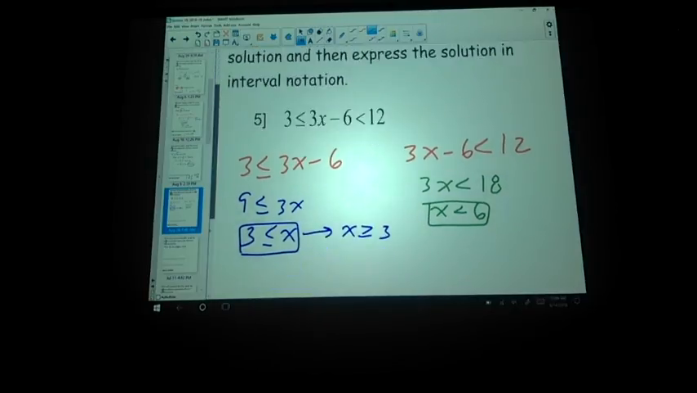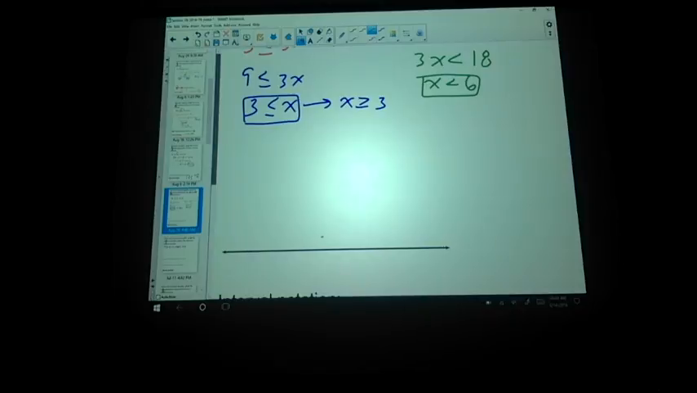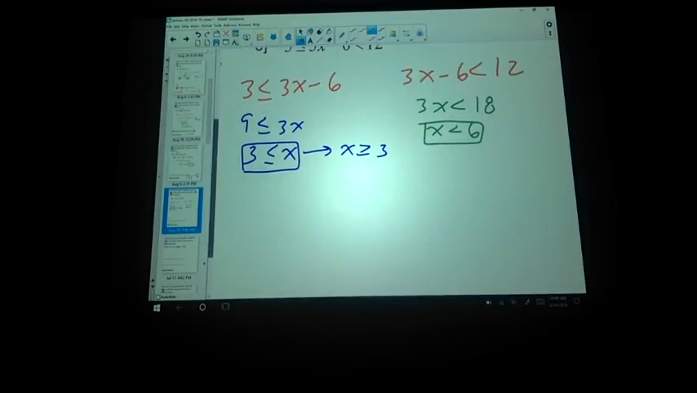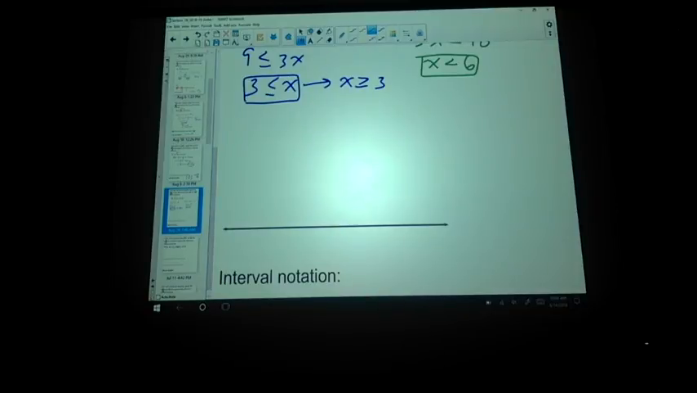So let's see how this works. Okay, so I have 0 here, 3 here, 6 here. I have a solid dot here, and I'm going this way, and I have an open dot here, and I'm going this way. So the region I'm dealing with on this problem is right in between those two.